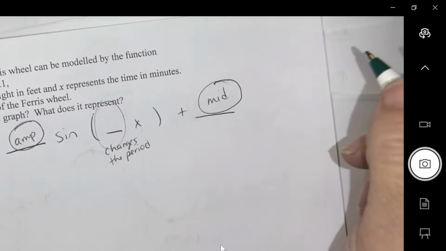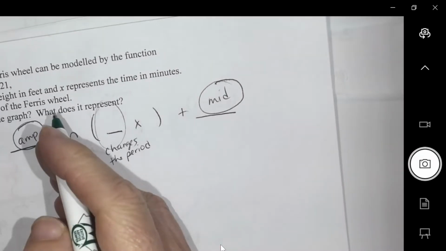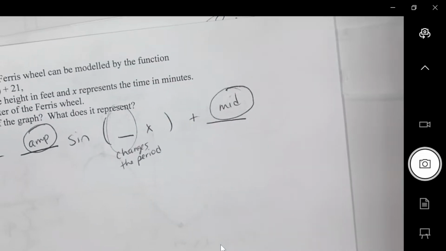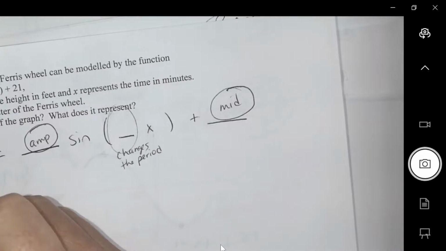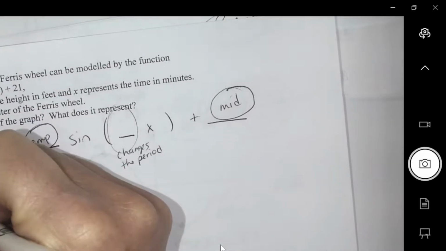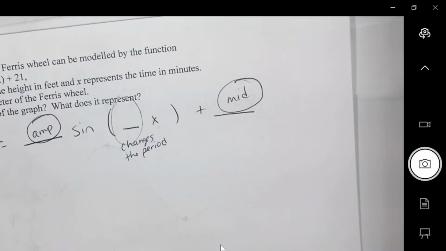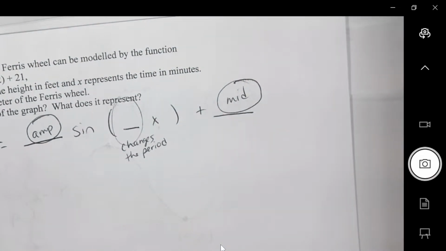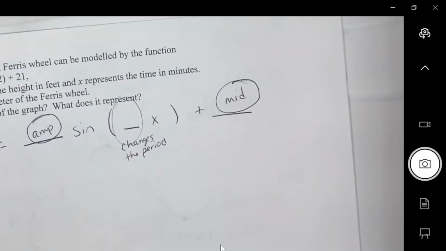Okay. So what value is right in the middle? 21. 21 is in the middle. Okay, now amplitude 18. So there's my question number 1 answered.